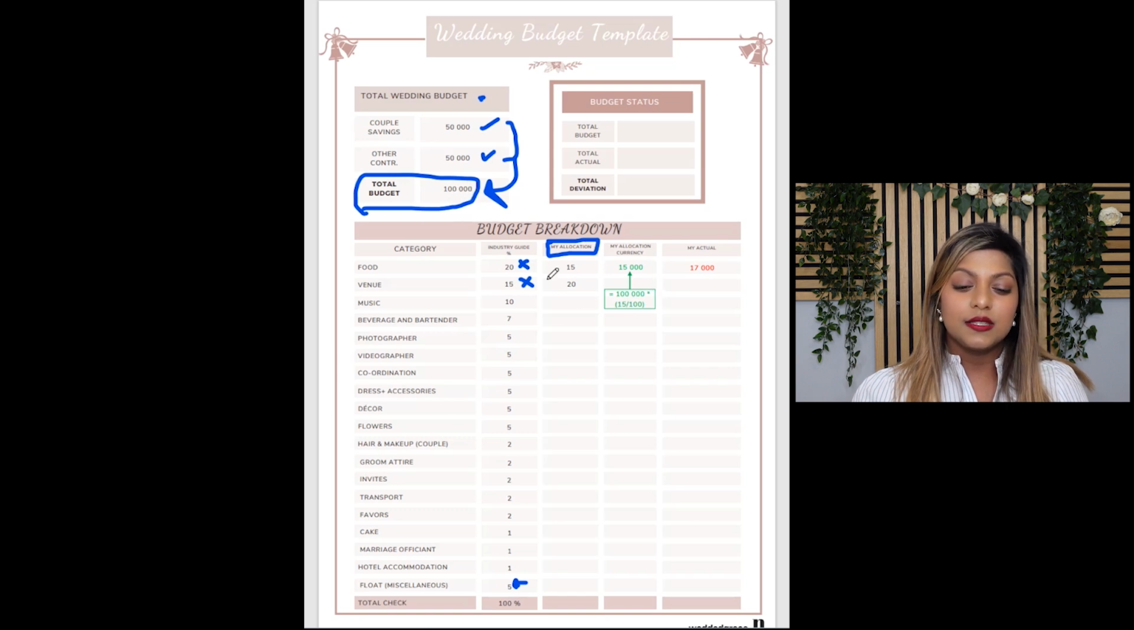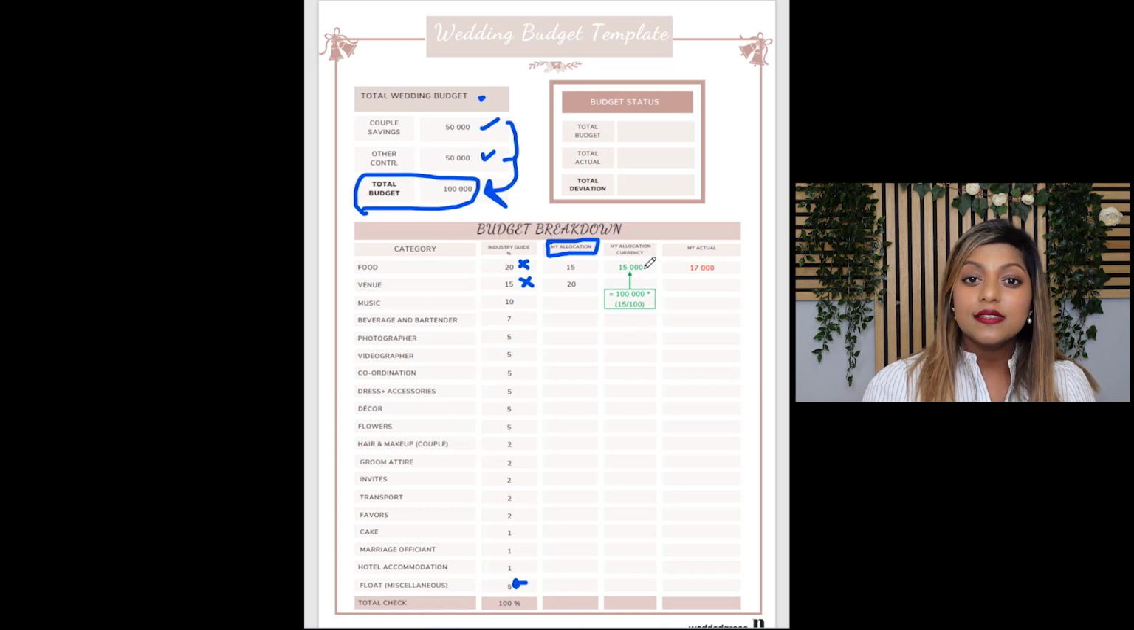You're always going to take the percentage times your total budget, and that's just going to give you the monetary value. So for example, my food is going to equal 100,000 multiplied by 15 over 100, and that gives me 15,000. So this is 15,000.